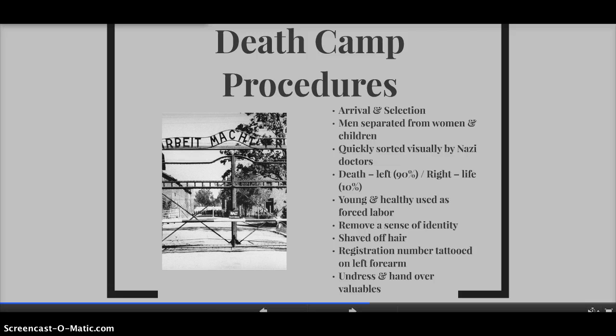What the Nazis tried to do was remove a sense of your identity, so they shaved off your hair. This would be particularly emotional for women. They tattooed a registration number on your left forearm, so instead of having a name, you were now a number. And they also made you take off all your clothes and give over all your valuables. This included any gold that was on your person, including gold teeth.